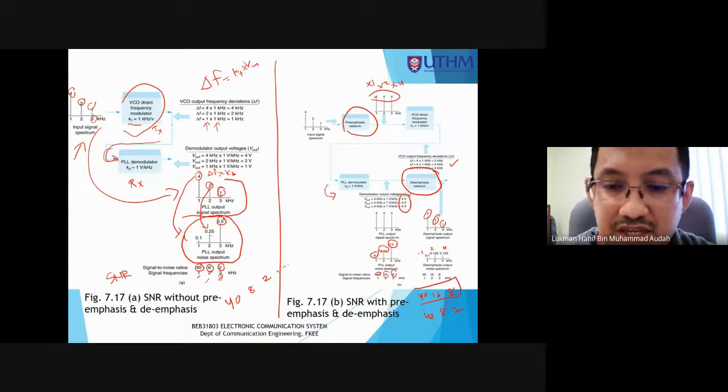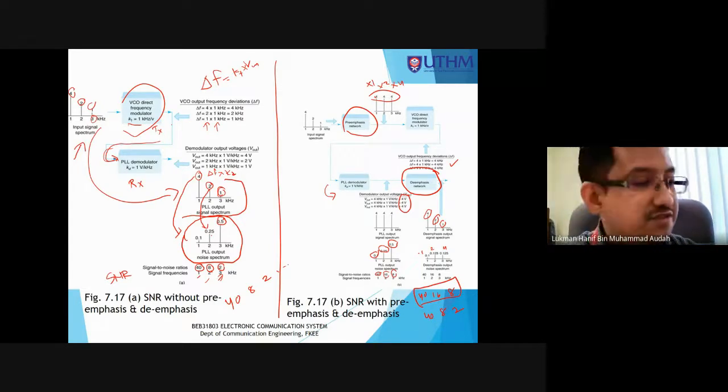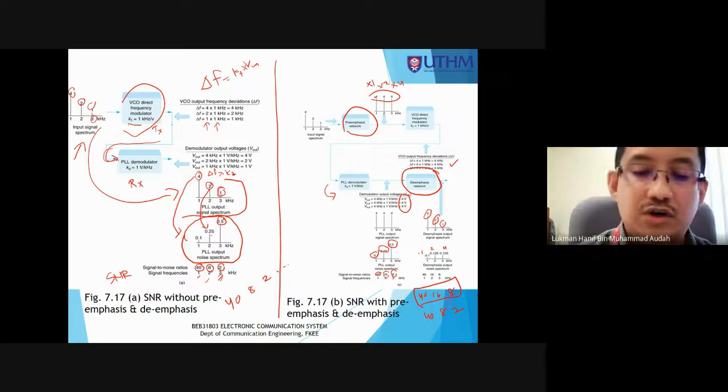So we achieve a better SNR with the pre-emphasis and de-emphasis network.